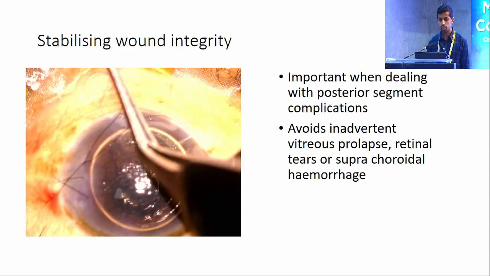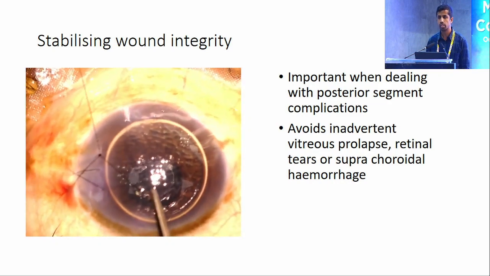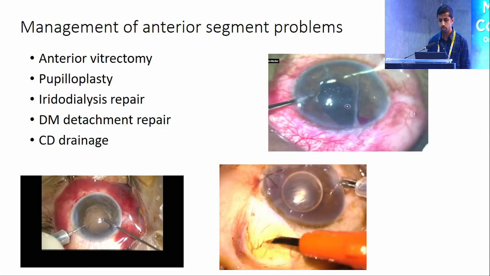We'll go stepwise. The most important part, the initial part, is stabilizing the wound. This is especially important when you are dealing with a posterior segment complication. This avoids inadvertent vitreous prolapse, and because of vitreous prolapse there might sometimes be retinal tears or suprachoroidal hemorrhage. So stabilizing the wound is the first and most important part of managing it.